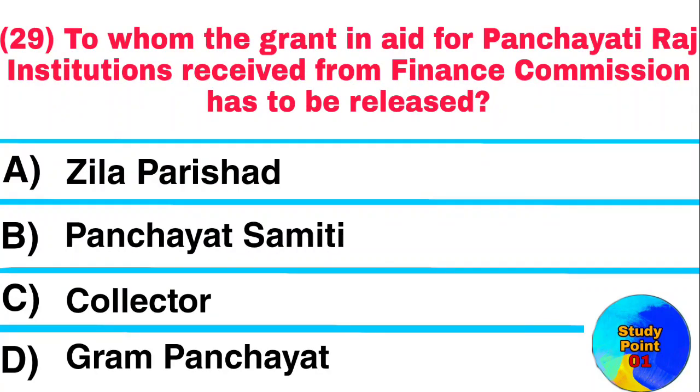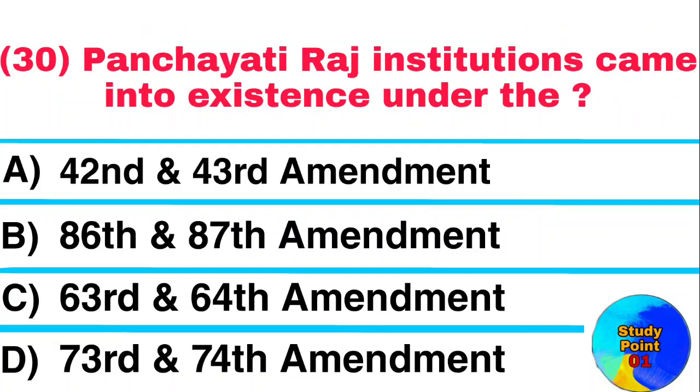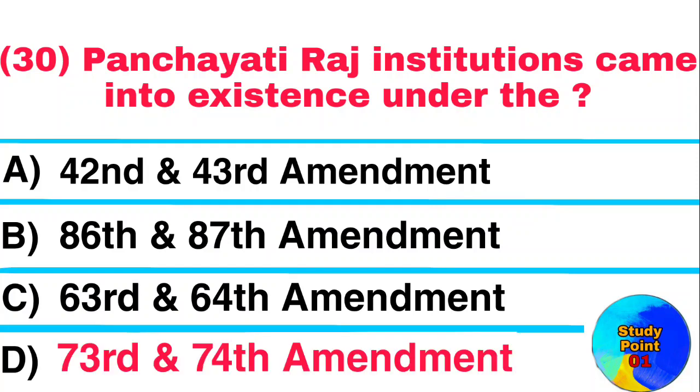Question. To whom the grant in aid for Panchayati Raj institutions received from Finance Commission has to be released? A. Zilla Parishad. B. Panchayat Samiti. C. Collector. D. Gram Panchayat. Answer. Gram Panchayat. Question. Panchayati Raj institutions came into existence under the A. 42nd and 43rd Amendment. B. 86th and 87th Amendment. C. 63rd and 64th Amendment. D. 73rd and 74th Amendment. Answer. 73rd and 74th Amendment.